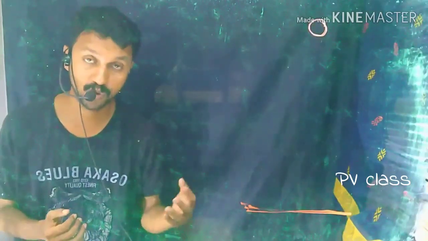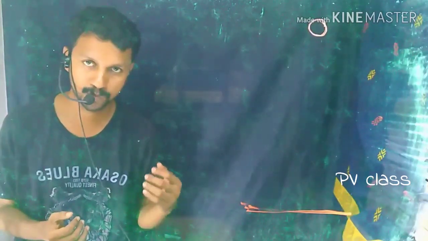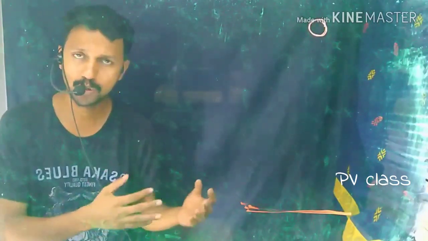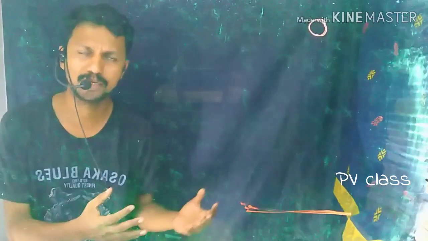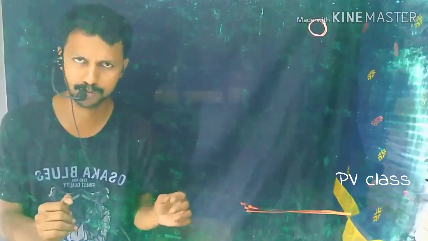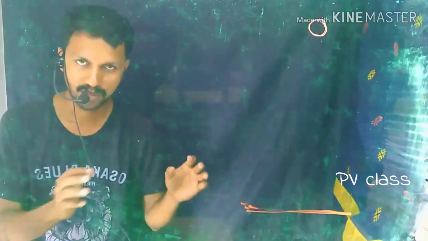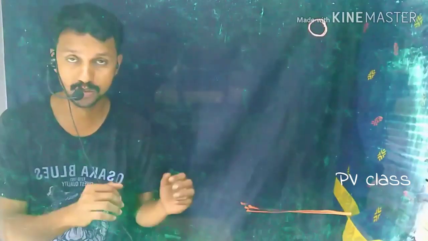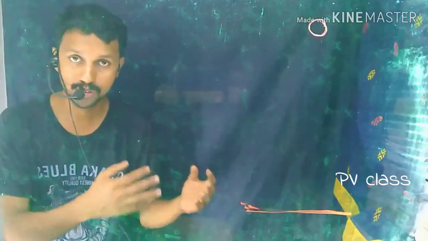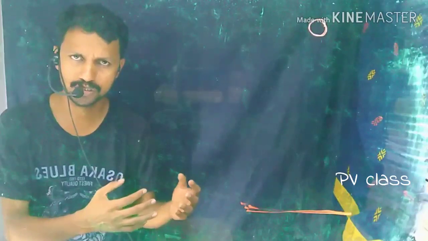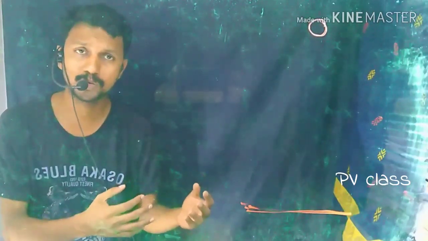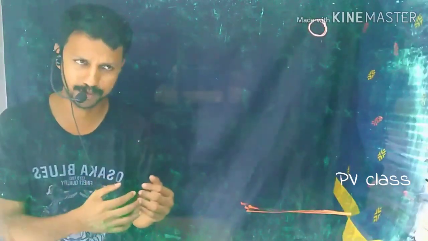What is the law of conservation of mechanical energy? The law of conservation of mechanical energy says the total mechanical energy of an isolated system is always constant. That is, if there is a system where no external force is acting, that system is called an isolated system. In that system, the total mechanical energy, that is the sum of kinetic energy and potential energy, is always a constant. And we are going to prove it by using a freely falling substance.